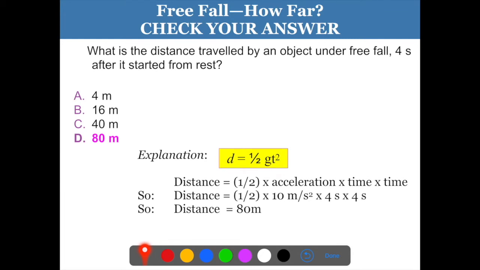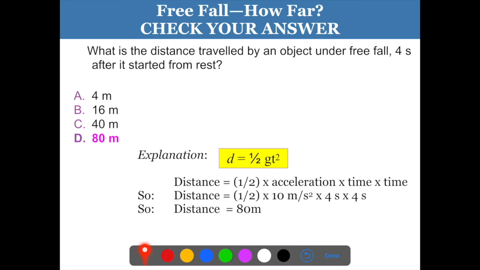Distance equals 1/2 gt squared. 1/2 multiplied with the acceleration due to gravity multiplied with time multiplied with time. So t squared means that you need to multiply with time 2 times. I'm using again the approximation for g, which is 10 meters per second squared for convenience. And the time is 4 seconds because we want to find the distance after 4 seconds. And we do get a calculation of 80 meters.